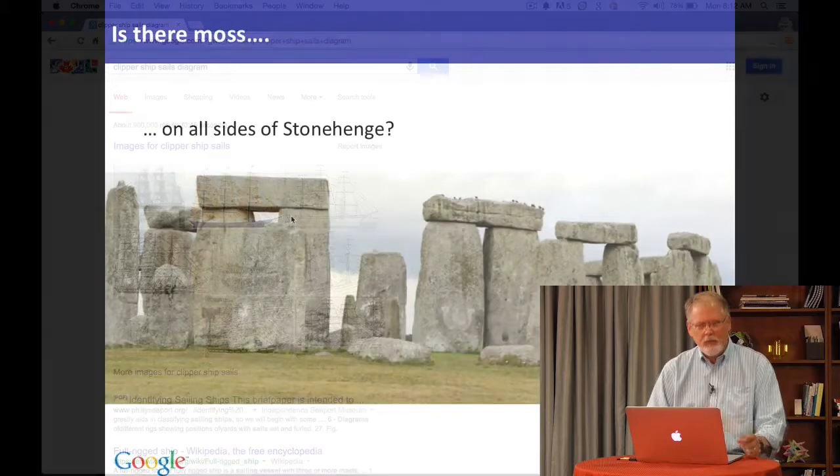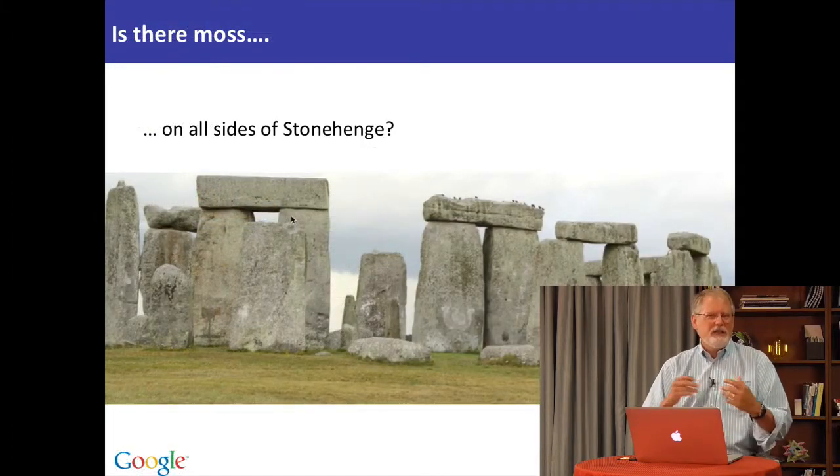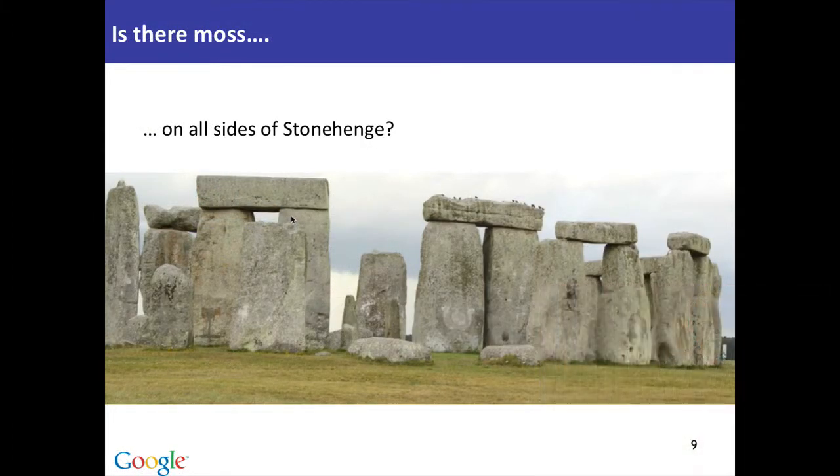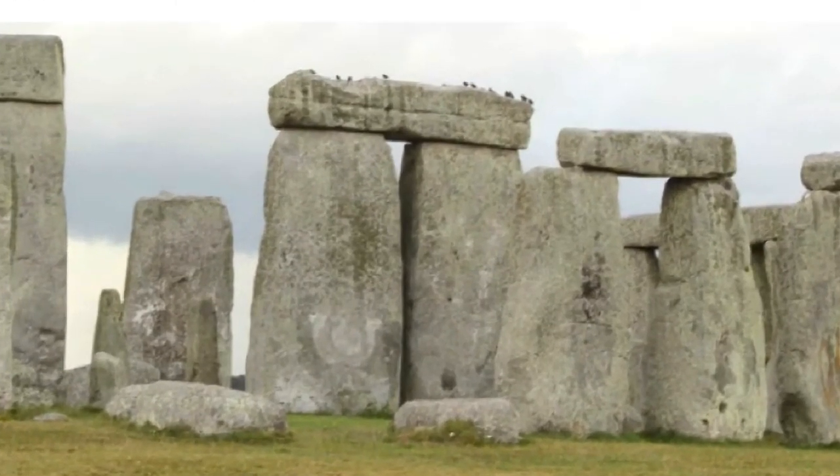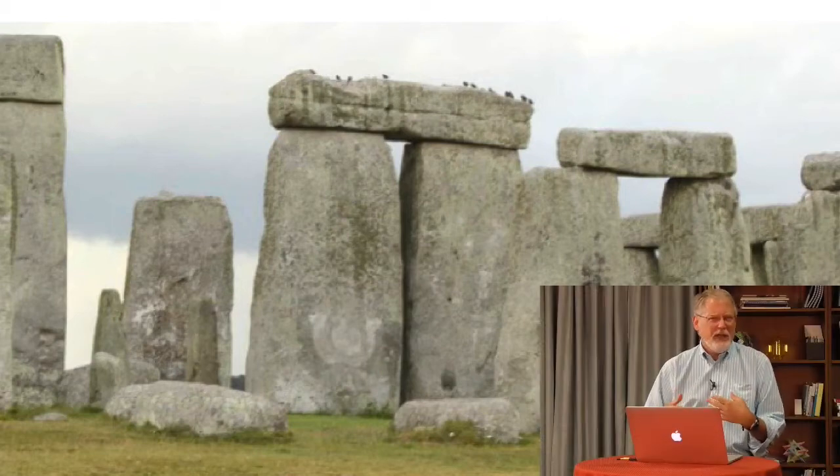Let's give another example. Stonehenge is a fantastic Neolithic monument. It was built between 3000 and 2000 BCE. So it's a fantastic thing. Now you might ask the question, is there moss on all sides of these stones, these standing stones at Stonehenge? How would you find out? I don't know if anybody's written an article about this or not, but by thinking broadly, we can think, what kind of resource would have that information? Or how could I find out for myself?